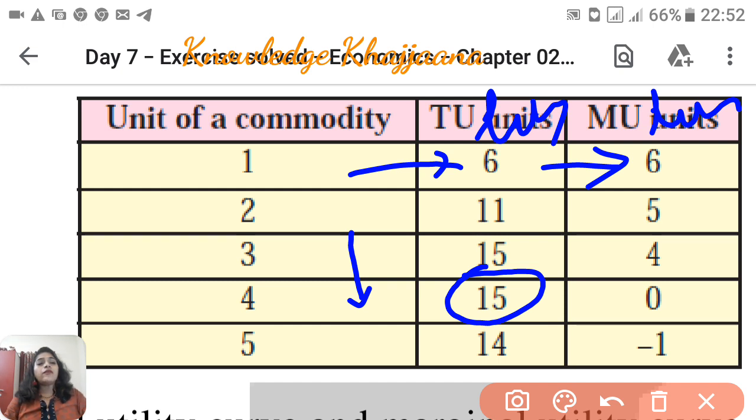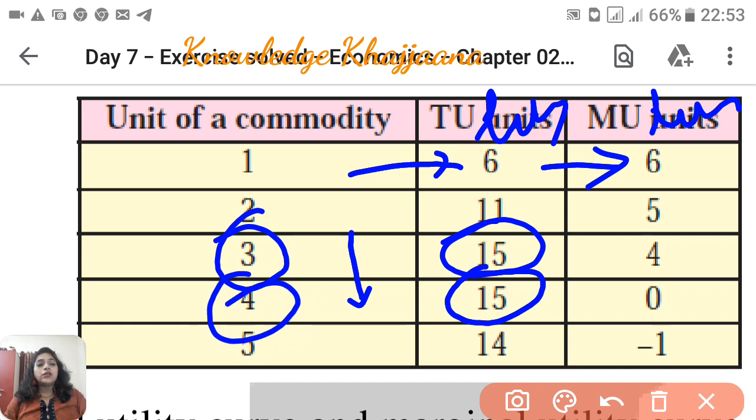Because after having the third unit of the commodity, the total utility has reached 15 utils. But after having one more commodity, that is the fourth commodity, the total utility remains constant. It is not increasing. Why? Because the marginal utility of consuming that fourth unit has reached 0, because it is not giving any extra or added satisfaction.